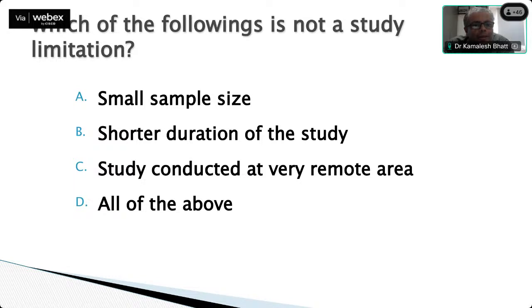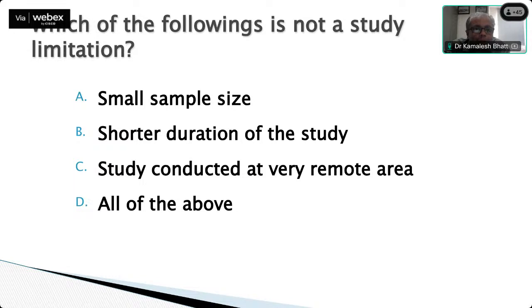Okay. And the next is, which of the following is not a study limitation? Small sample size, shorter duration of the study, conducted at a very remote area, or all of the above? Yes, obviously the small sample size is a limitation. Shorter duration again is a limitation. But if you are doing a study in a remote area, it's a challenge. It is a strength. It is not a limitation. So the answer is C.